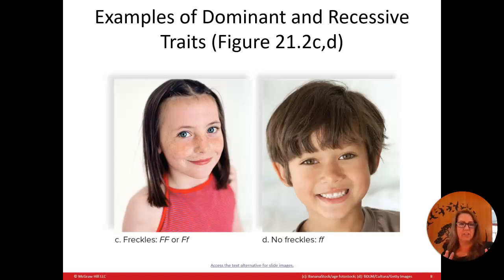So we see here on this figure that on the left-hand side, the girl has freckles. We do not know whether she is actually homozygous dominant, big F, big F, or whether she's heterozygous, big F, little f, right? You don't know.